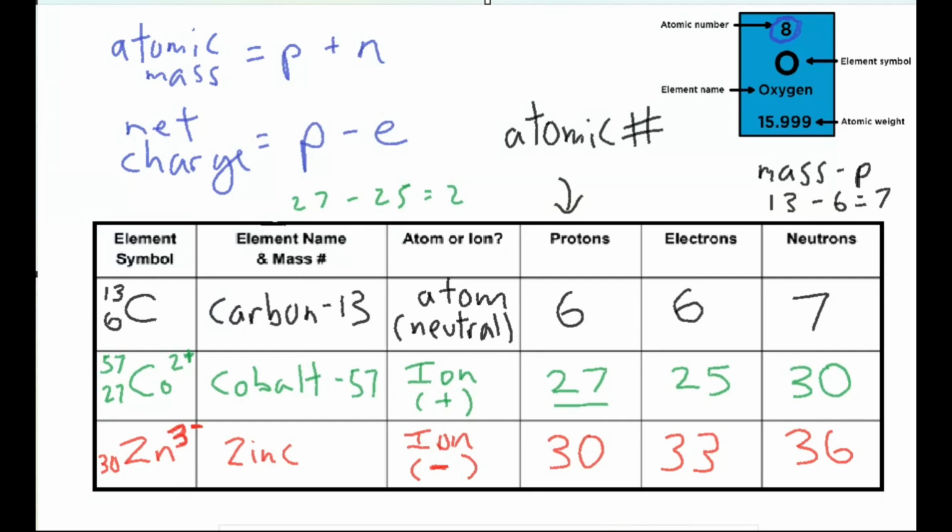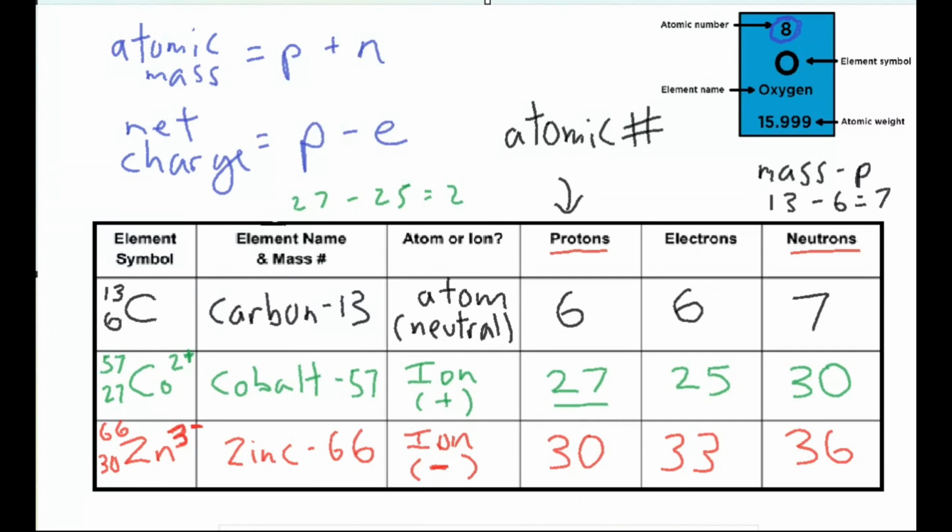All right, for our final part, we want to get our mass, which is the sum of our protons and neutrons. So 30 plus 36. So that is 66. So we have our 66 for our mass up here. And then we know this is called zinc 66.